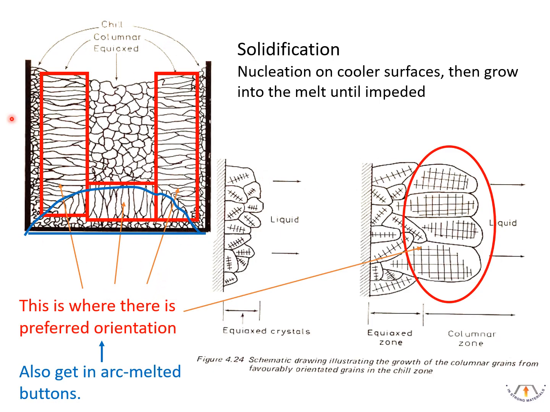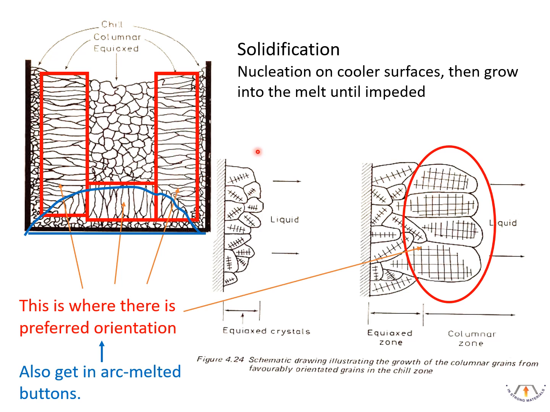This is a classic picture of an as-cast structure. And you've got the chill grains, the columnar grains, and the equiaxed grains, and it really depends on the proportions of these as to the difference between the melting point and the pouring temperature. But this just shows all of them nicely. And if you look at these regions, they are orientated the same way. So you've got preferred orientation.